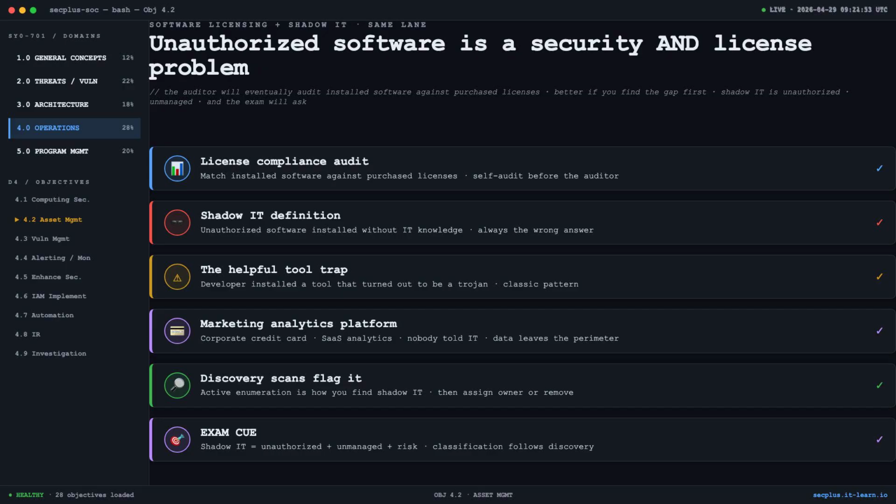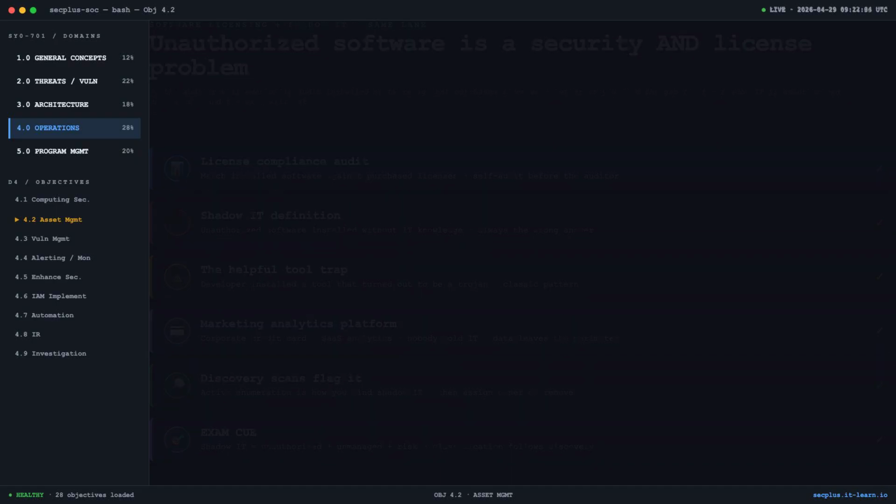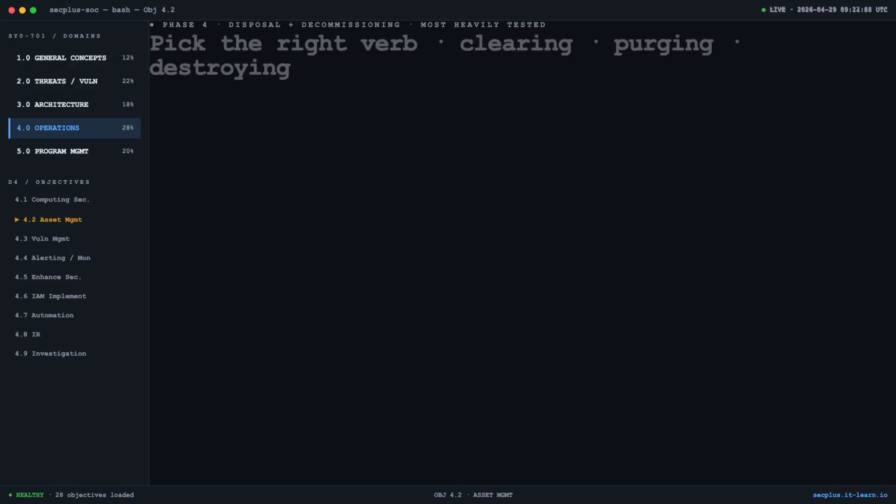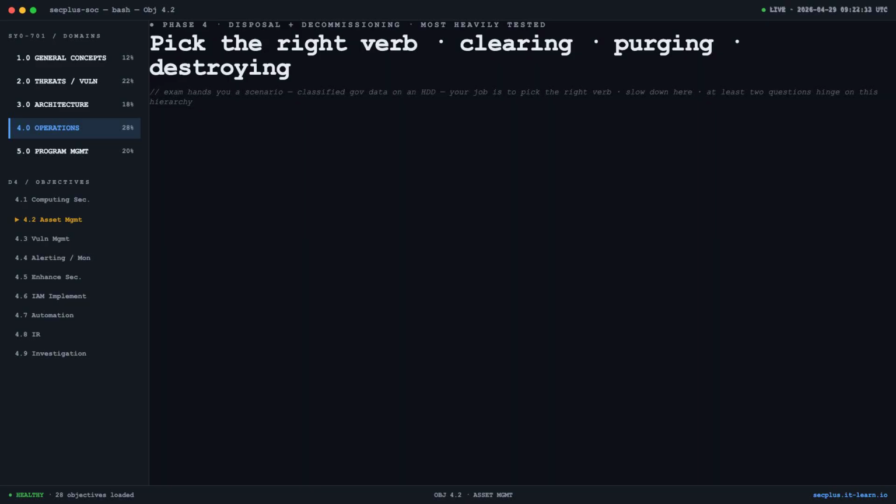Phase 4. Disposal and decommissioning. This is the most heavily tested area in the entire objective, so I am going to slow down. You must know which sanitization method goes with which media type and which sensitivity level. The exam will hand you a scenario, classified government data on an HDD, and your job is to pick the right verb: clearing, purging, or destroying.